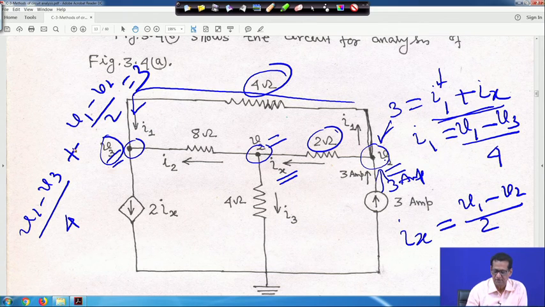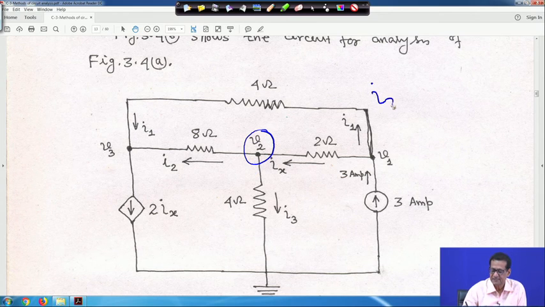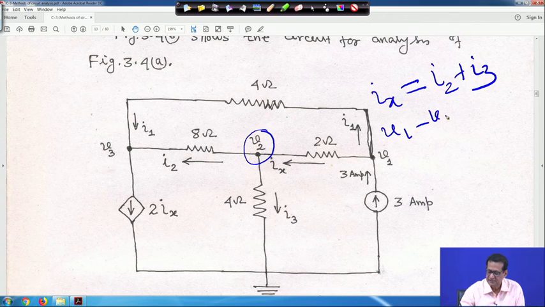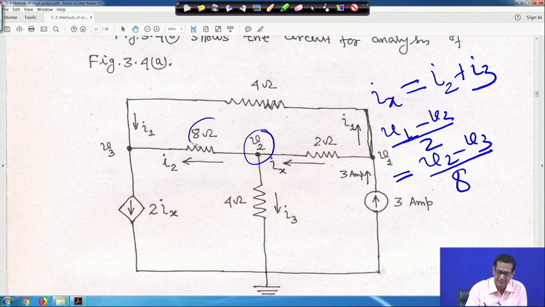Similarly, if you apply KCL at node 2, let me clear it first. At node 2 the incoming current is Ix, and the other two currents, I2 and I3, are leaving node 2. So it is I2 plus I3. Ix equals V1 minus V2 by 2, and this equals I2, where I2 is V2 minus V3 divided by 8, because this resistance is 8 ohm.